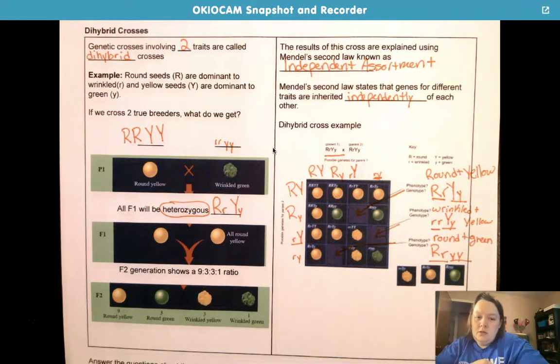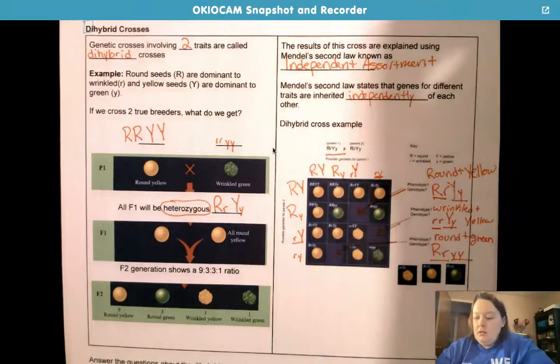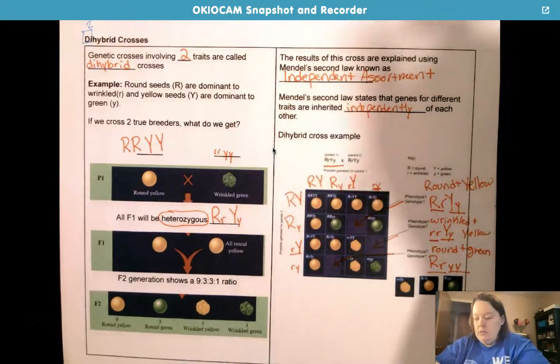And dihybrid crosses are going to look at the chance of inheriting two traits together. So what's the chance of the seed being round and wrinkled? So we're looking at the trait of seed shape as well as seed color at the same time. So when we are looking at dihybrid crosses, remember di means two, and we're looking at the chance of inheriting any two traits together at the same time.